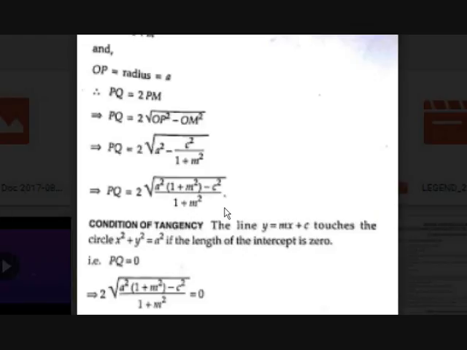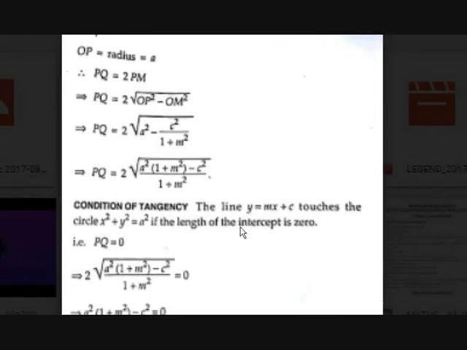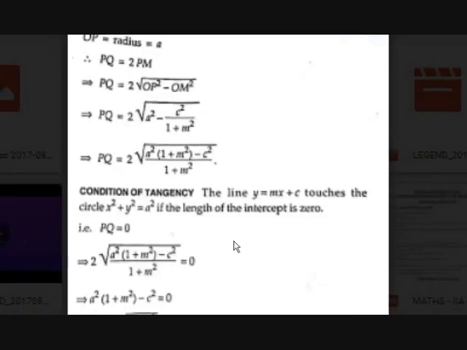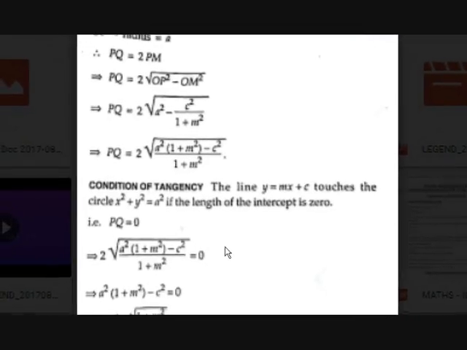Now, the condition of tangency. You know the tangents to a circle, right? A tangent to a circle means a line that passes through a single point on the circle. The line y = mx + c touches the circle x² + y² = a² at only one point. Means the length of the intercept is 0. So PQ should be 0, and 2 root of (a²(1 + m²) − c²) by (1 + m²), which is the formula for PQ, should also be 0.